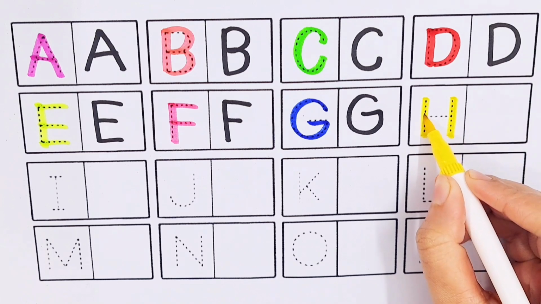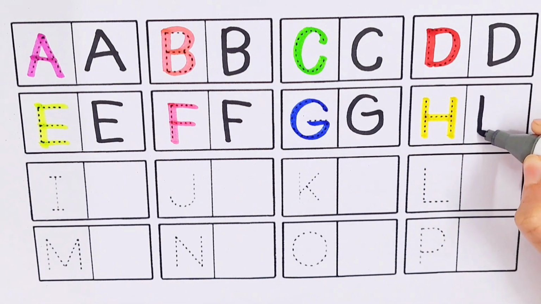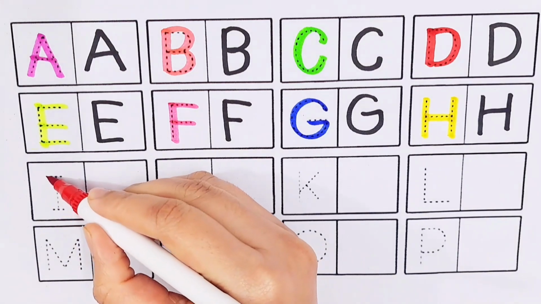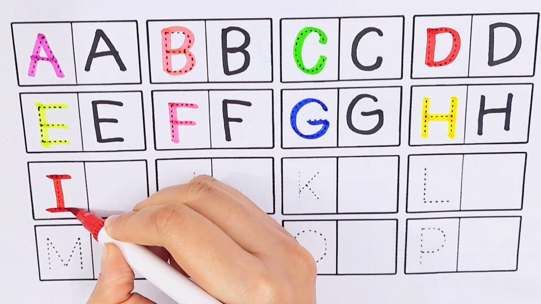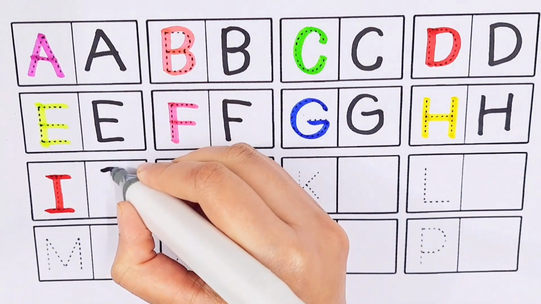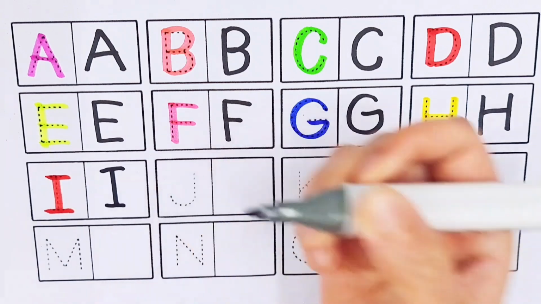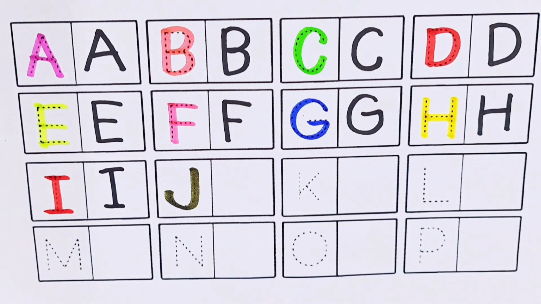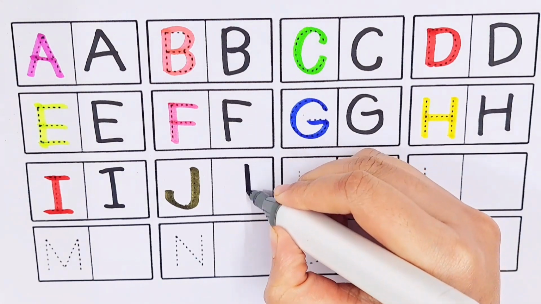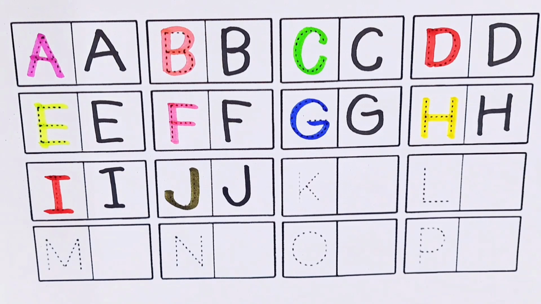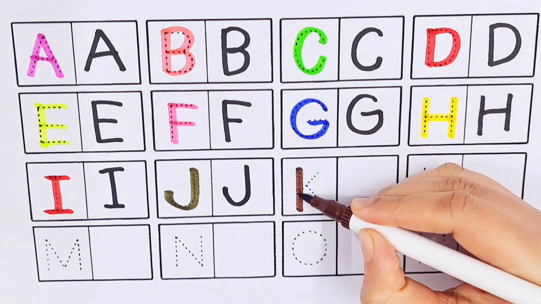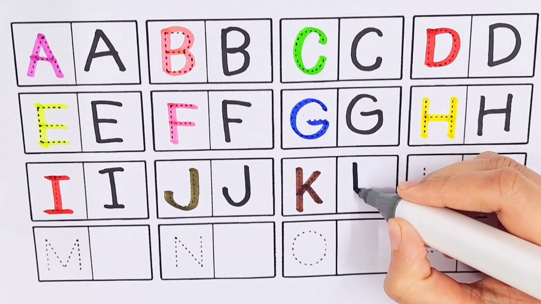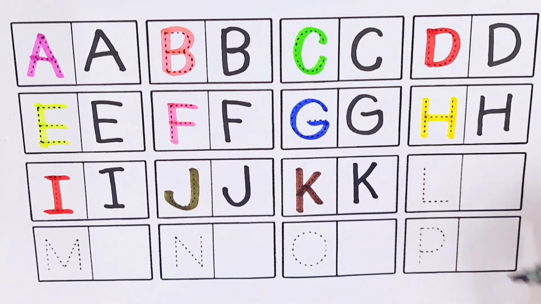H for hand. H for house. I for iron. I for ink. J for jacket. J for juice. K for kids. K for king.